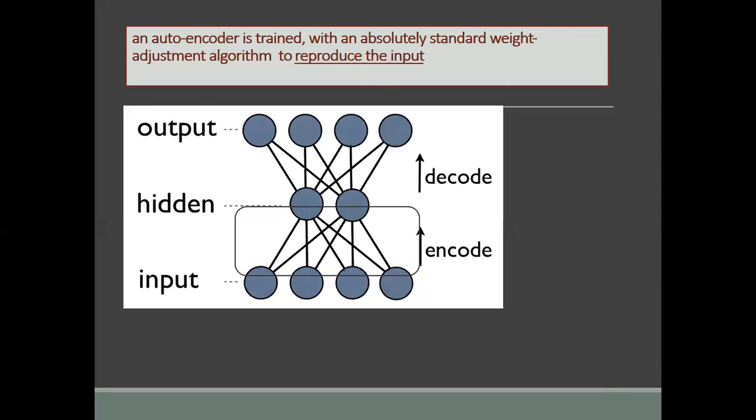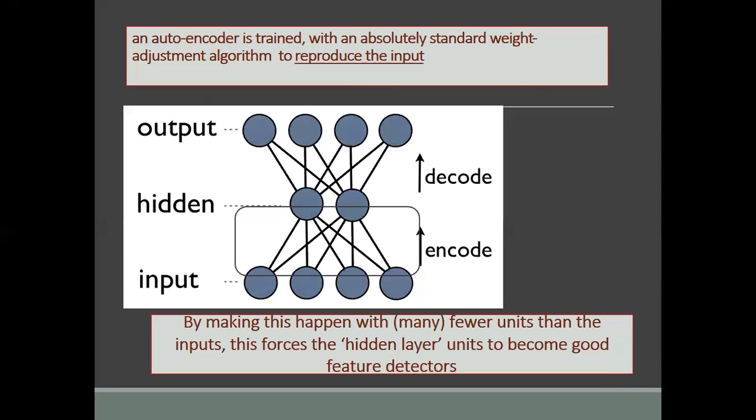So the autoencoder is trained, and what is an autoencoder? It is trained with a standard weight adjustment algorithm to reproduce the input. By making it happen with many fewer units than the input, this forces the hidden layers to become good feature detectors. So you can see this like a compression. Let's say there are 13 inputs, and we make it 6 hidden units. We are taking all the important features from here and placing them here.